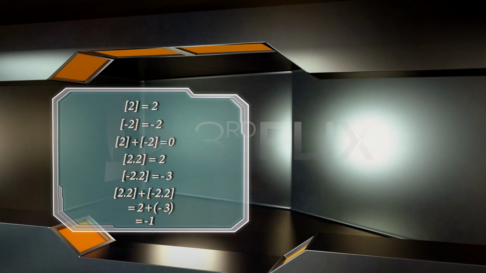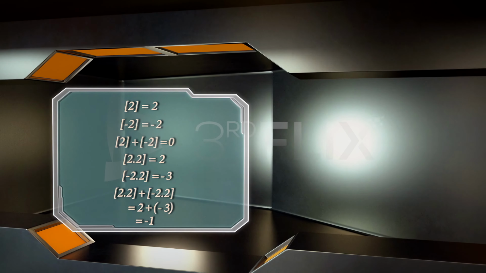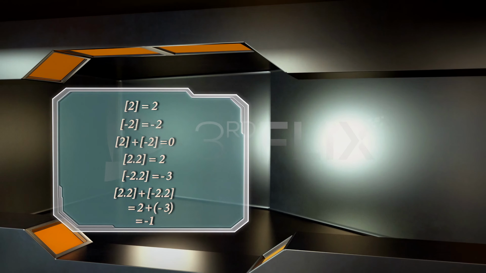So, we can say that if x belongs to integers, greatest integer function of x plus greatest integer function of minus x is equal to 0. If x does not belong to integers, greatest integer function of x plus greatest integer function of minus x equals minus 1.